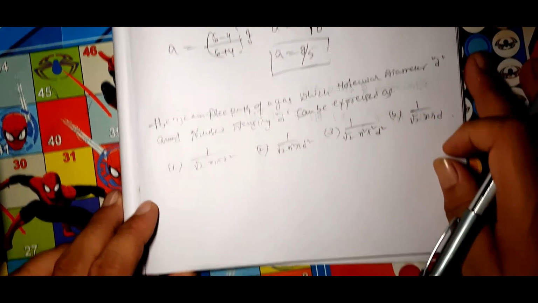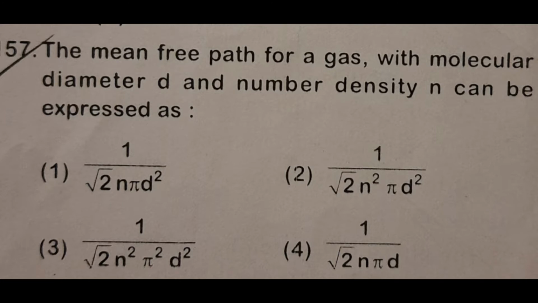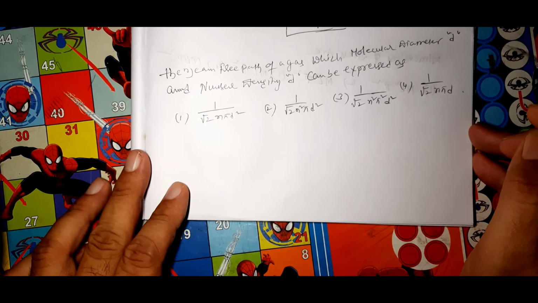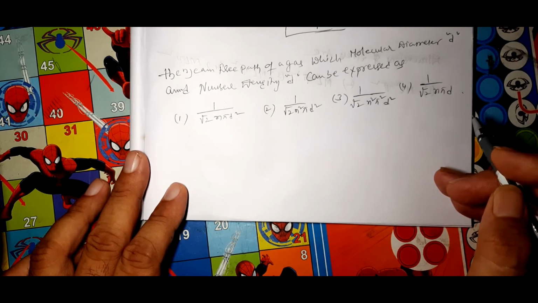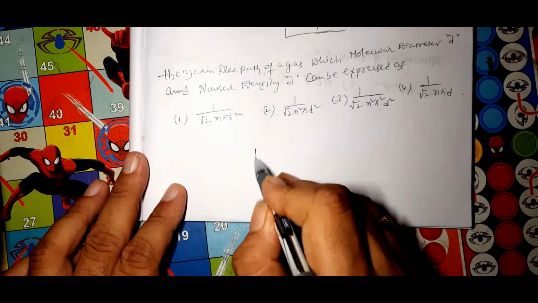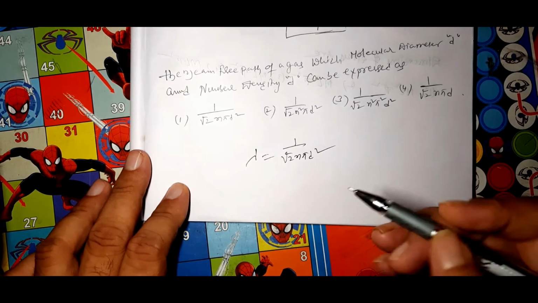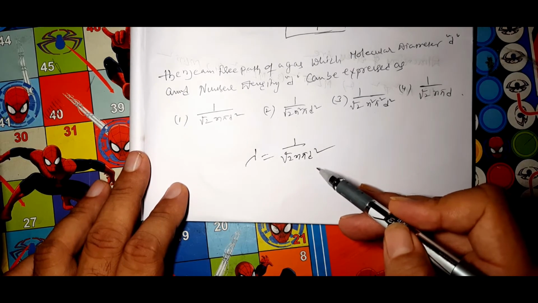Now let us discuss another question. The mean free path of a gas with molecular diameter d and number density n can be expressed as. This is a direct formula asked from the kinetic theory of gases. Mean free path means the average distance traveled by a molecule between two successive collisions. That is lambda is equal to 1 by root 2 n pi d square, where n is the number density and d is the diameter of the molecule.